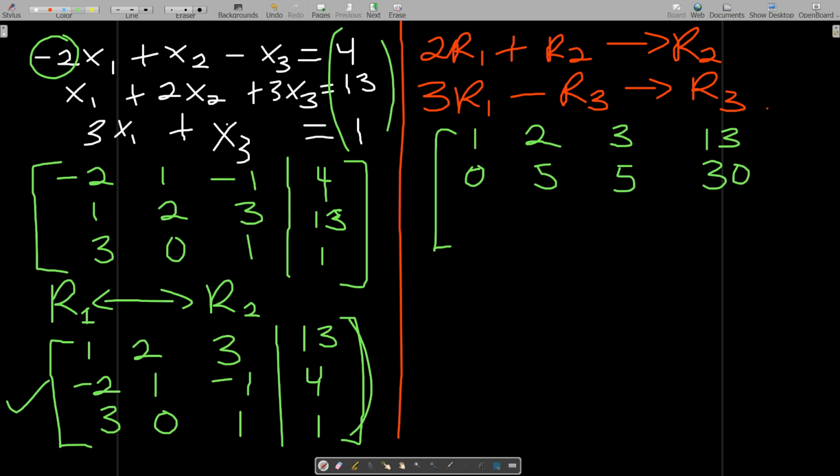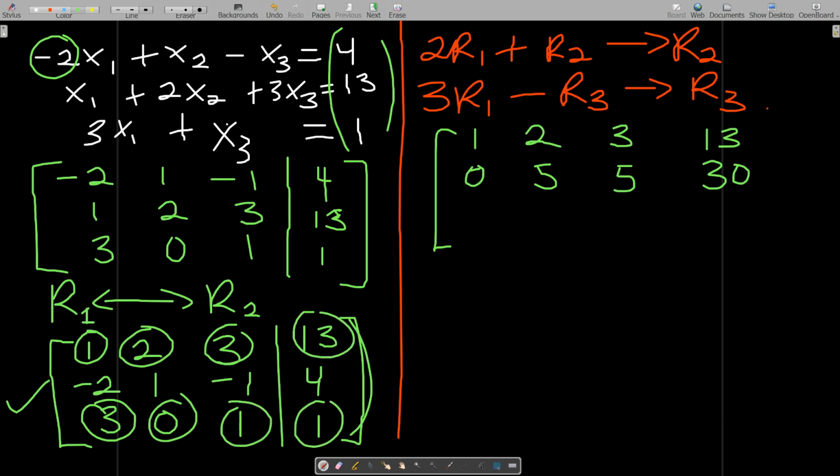We are saying that 3 times root 1 minus root 3 should give us root 3. So 3 times root 1 is what? 3 times 1, that will give us 3, minus root 3. So it's like 3 times this minus this, 3 times this minus that. That's the same thing we did for the root 2 and root 1.